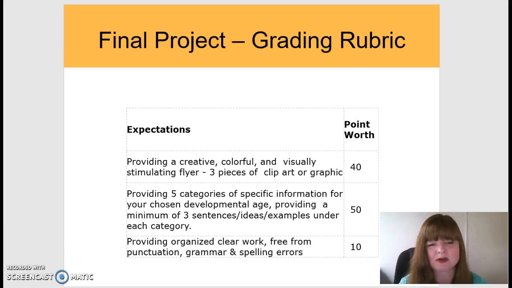Here's the grading rubric for this assignment. So we've got providing a creative, colorful, and visually stimulating flyer with at least 3 pieces of clip art, 40 points. Providing 5 categories of specific information for your chosen developmental age, including a minimum of 3 sentences, ideas, or examples under each category. That's 50 points. And lastly, providing organized, clear work free from punctuation, grammar, and spelling errors. That's 10 points for a total of 100 points for our final project.